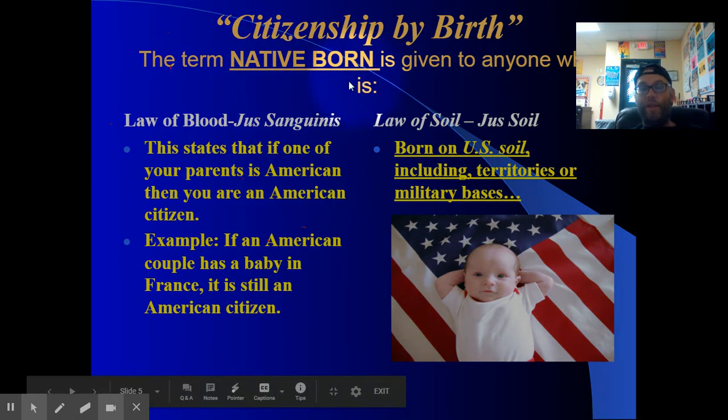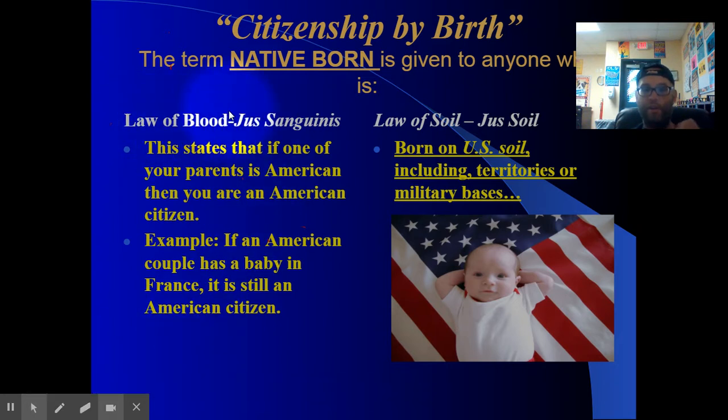So one of the ways to become a citizen is to be a native-born citizen, meaning citizenship by birth. The second they're born, boom, they're a U.S. citizen. And there's two ways, again: law of blood, which means your parents were citizens, like your bloodline. So if your mom was on a business trip in Australia and gave birth to you, even though you're born in Australia, you're still a citizen because your mom was a U.S. citizen. And then the other one is law of soil.